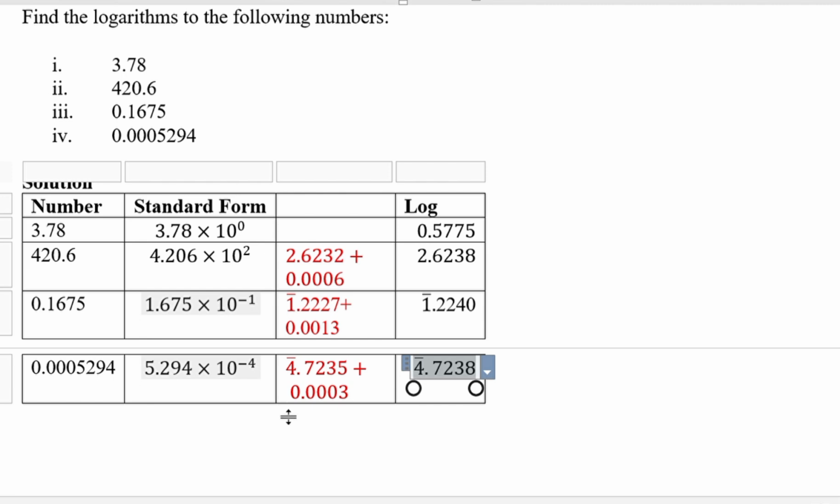Remember, if the power of 10 has a negative sign, the negative is written on top of that number, and it's read as bar something, like this bar 1, this bar 4. The characteristic can be a positive number, negative, or even 0. The mantissa can never be negative. Thank you.